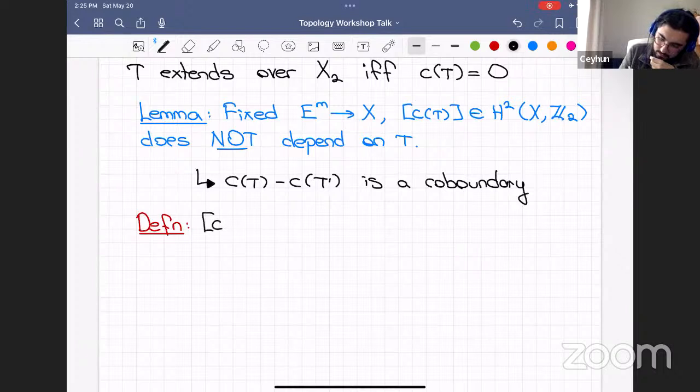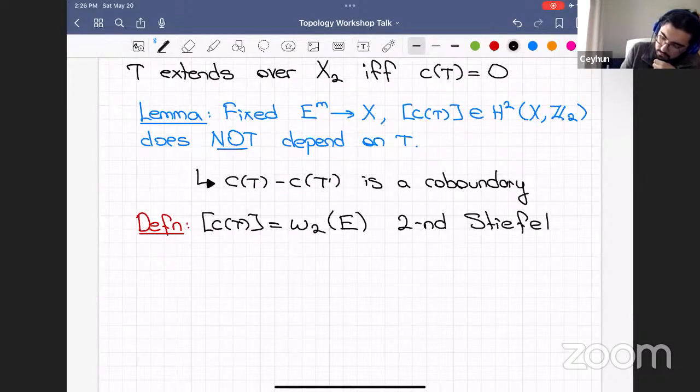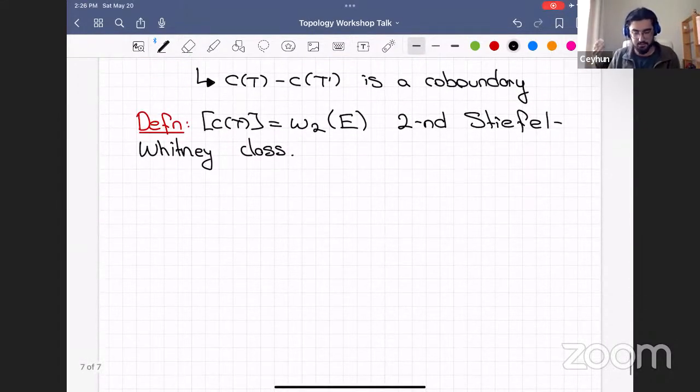this class, which we write as this, here is the second Stiefel-Whitney class. This is just a definition. Stiefel-Whitney classes are characteristic classes in general, and this is just a specific instance of this idea. Okay. Third.